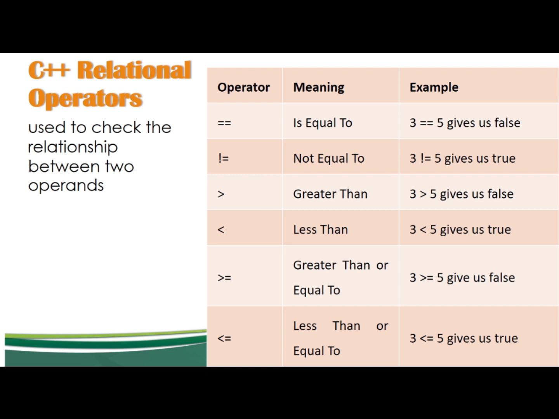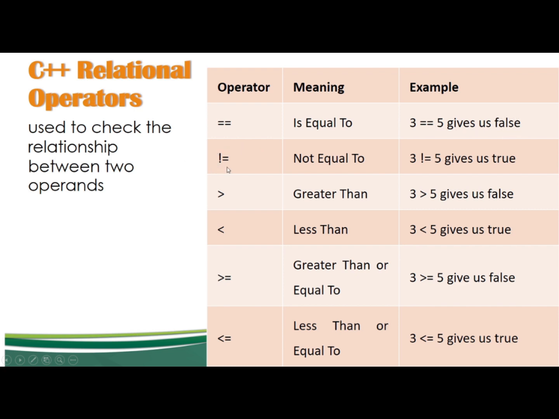So, ang relational operators is used to check the relationship between two operands. The first one is the equal to. Pag gumamit ka ng equal to, dapat both left and right parehas. So, 3 is not equal to 5. So, therefore, false ang magiging sagot diyan.